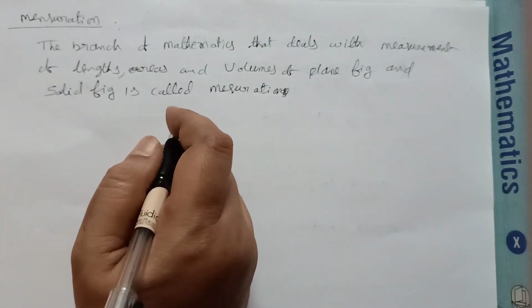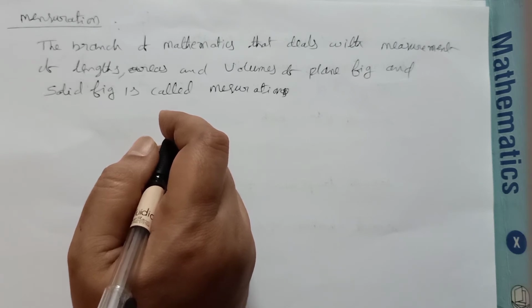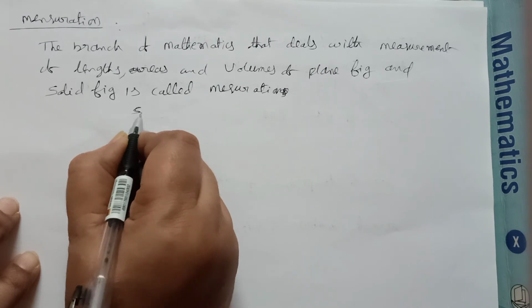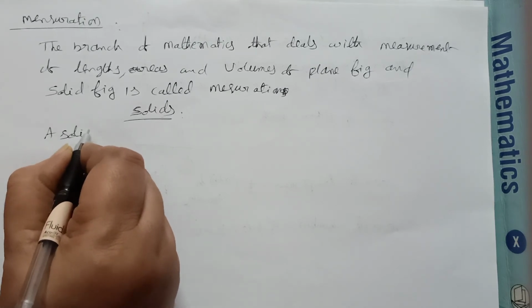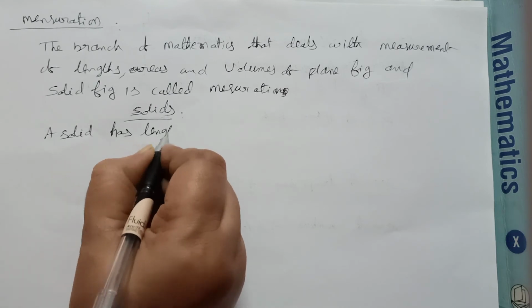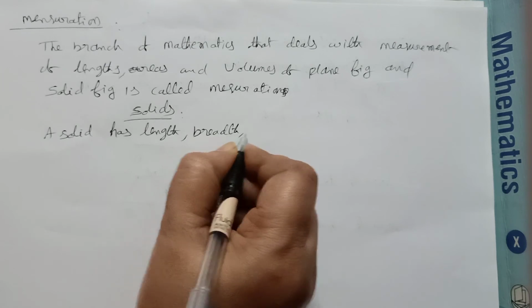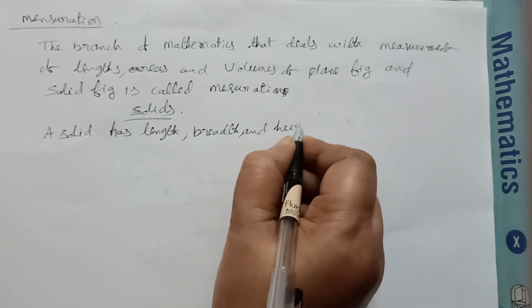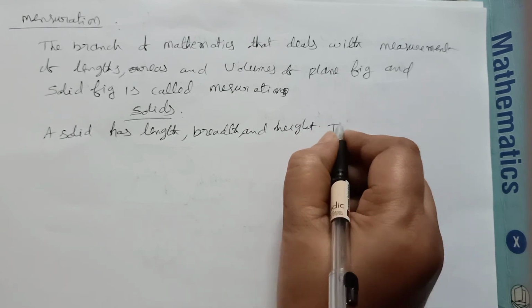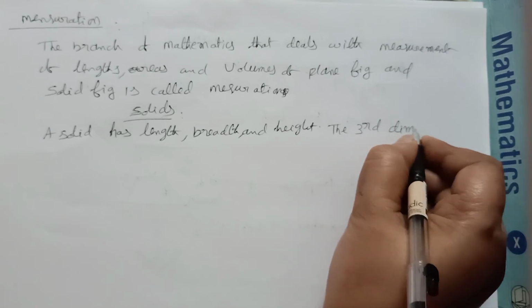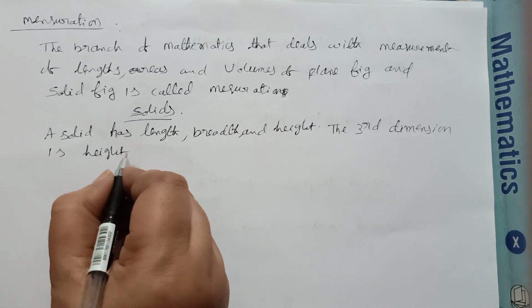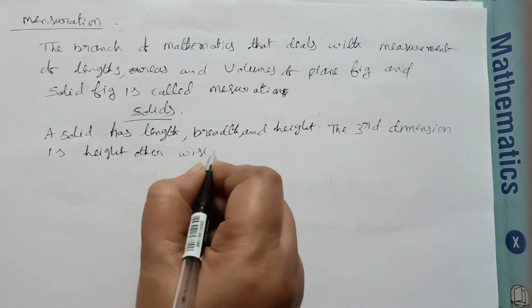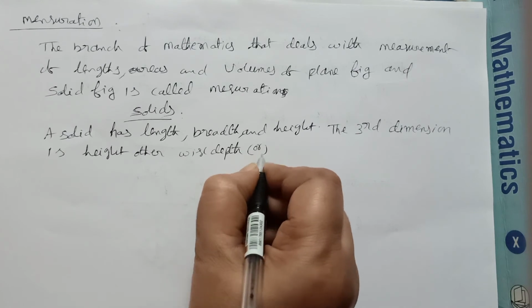A solid has length, breadth and height. The third dimension is height, otherwise depth or thickness.